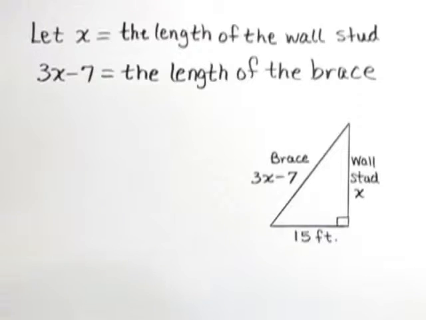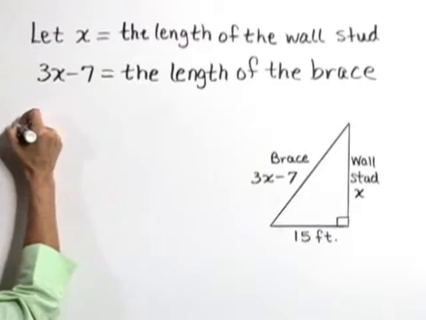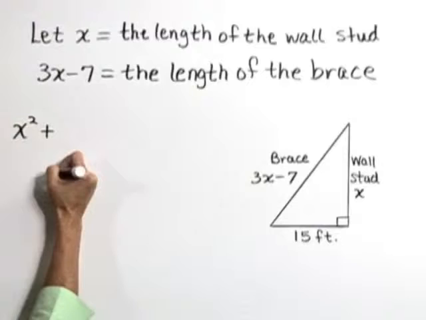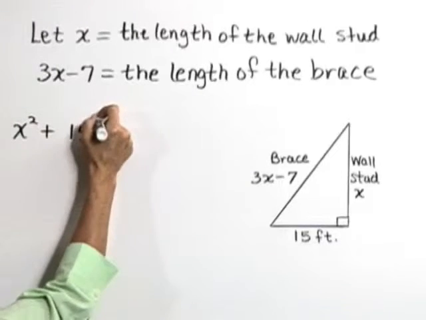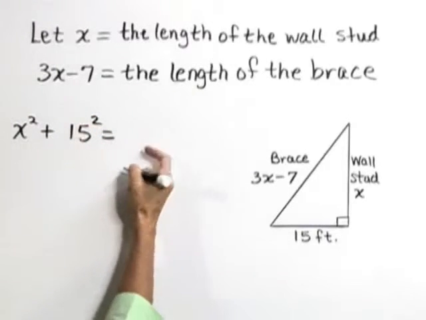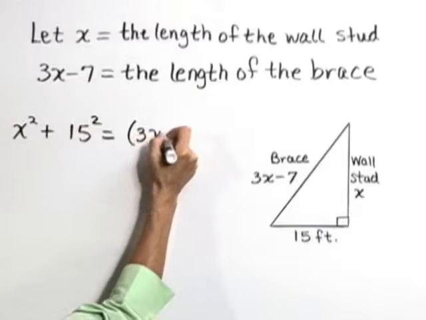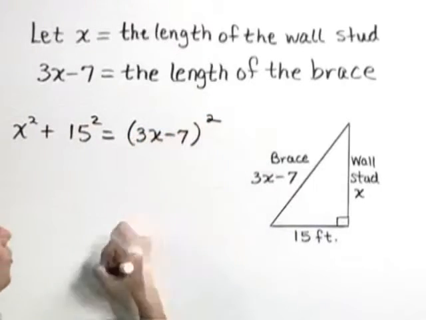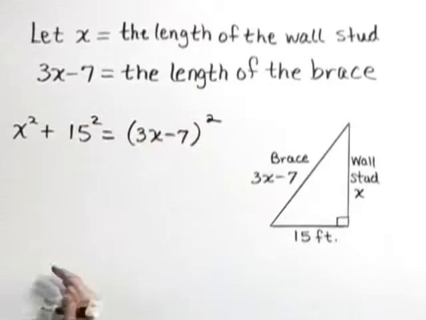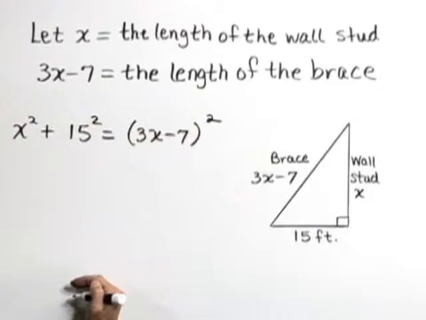So our equation in step 3 is going to come from that. x squared, a leg squared, plus 15 squared, the other leg squared, is equal to the hypotenuse, 3x minus 7 quantity squared. Now let's go to step 4 and let's solve this equation.